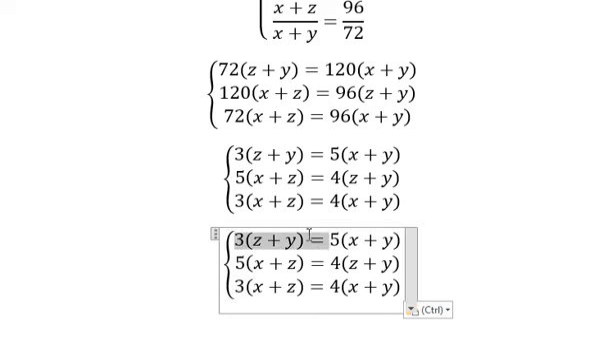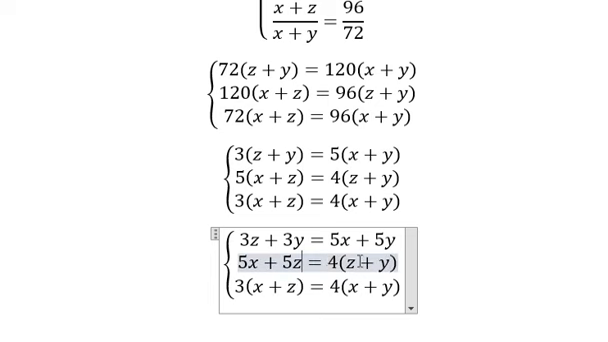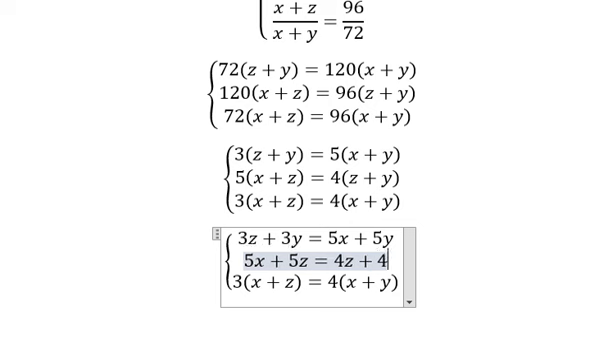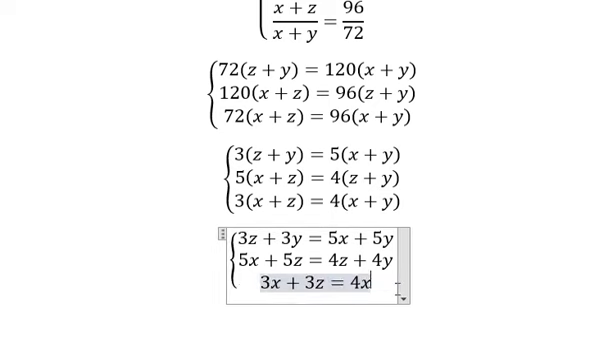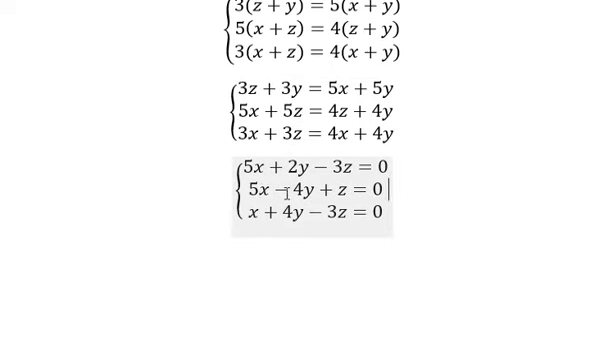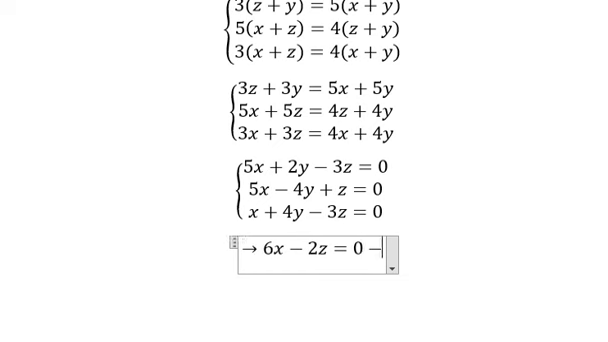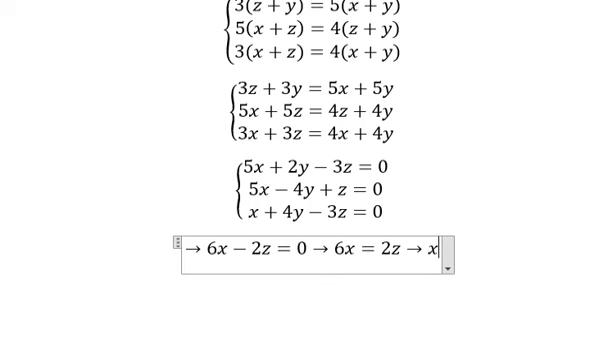Now we need to expand, similar for this one and this one. So we have it like this. Now I will add this one plus this one and we have 6x minus 2z equals 0. So we put this one in here, then we divide both sides by 6.